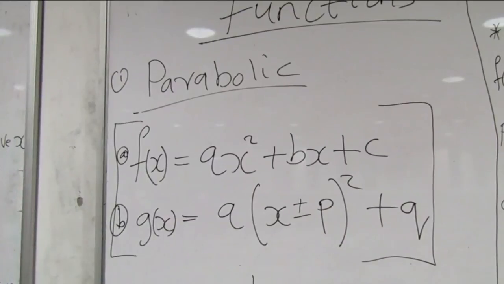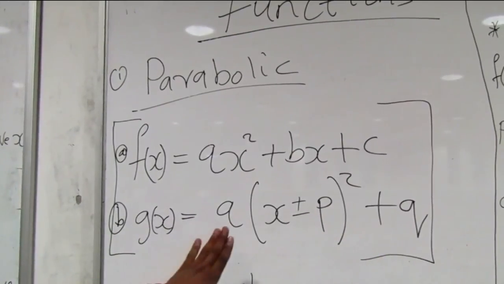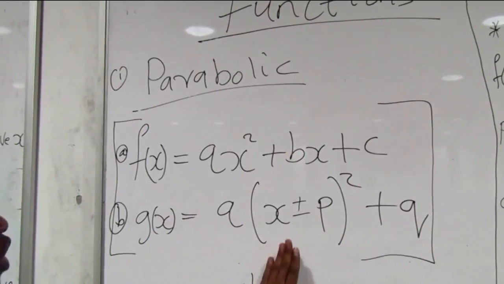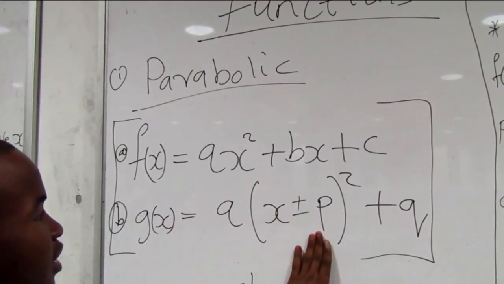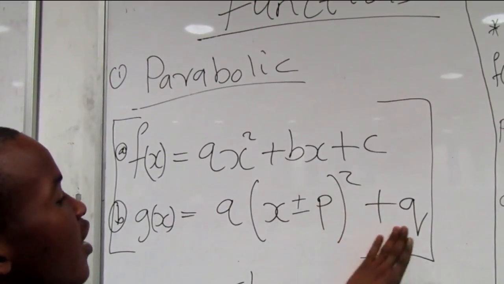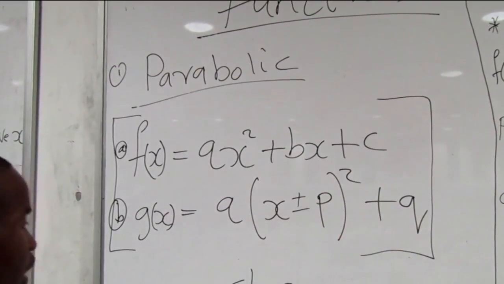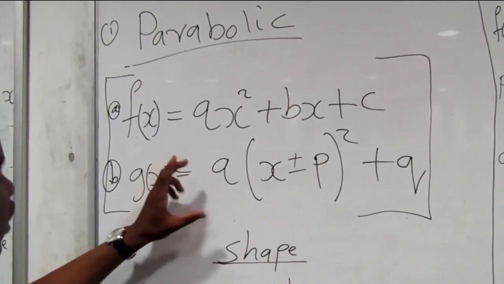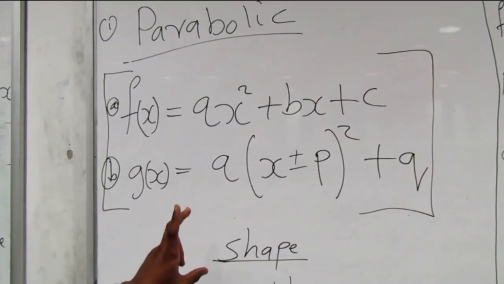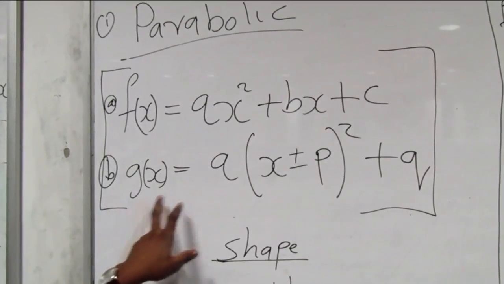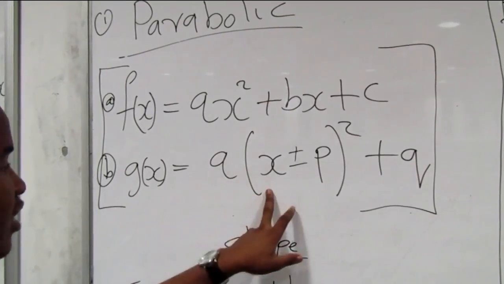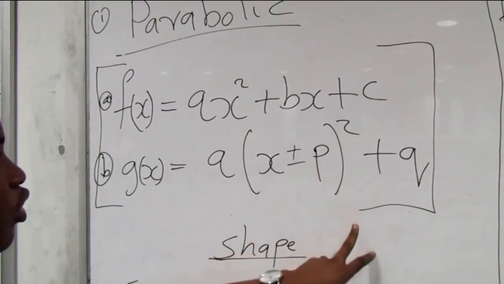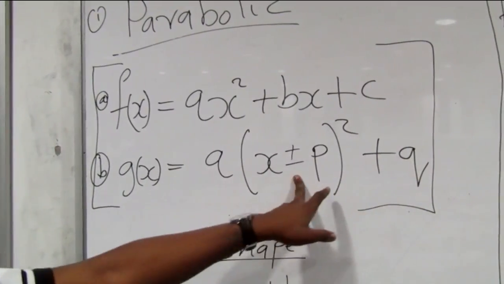The second one is g of x is equal to a into (x plus or minus p) the whole squared, plus q. Plus or minus means that our equation can be g of x equals a into (x plus p) the whole squared plus q, or minus.